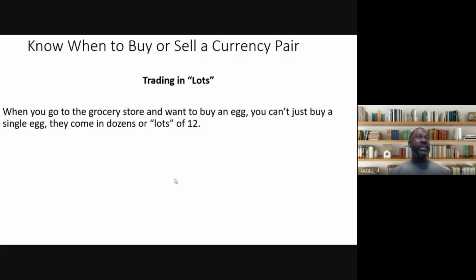The same way, you can't go in the market and buy one single pair. You have to buy a lot of a pair. If you buy a pair like USD JPY, you can't buy one USD JPY. You have to buy a lot of USD JPY.